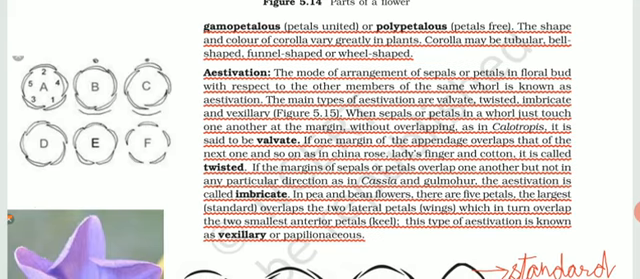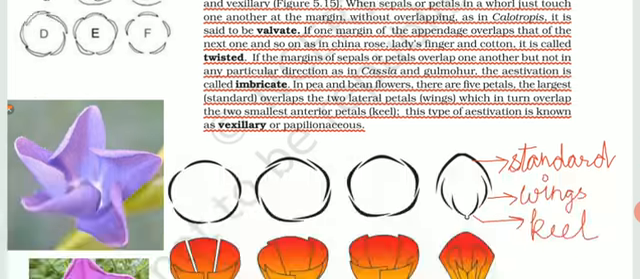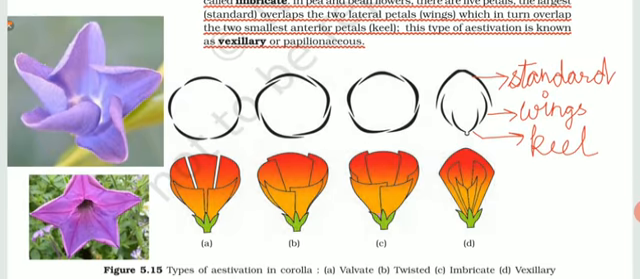Let's come to the next topic, called estivation. Estivation is where we talk about the arrangement of the sepals or petals in the floral bud. Estivation can be of four types. Sometimes the sepals and petals are arranged so that they are joined with each other or their margins are touching each other. The first case is called valvate estivation. The second case is known as twisted estivation.